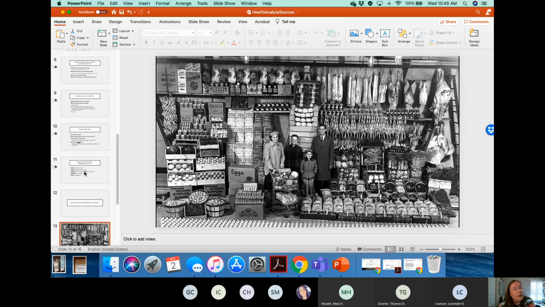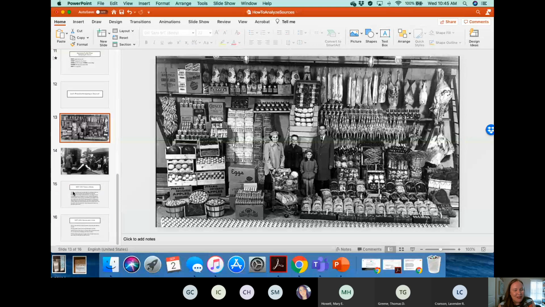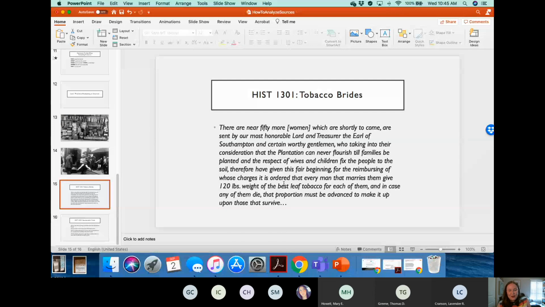Do you want to look at the source you guys have for this week, the tobacco brides? Look at a piece from that? In other words, would you like me to help you with that assignment? Yes. Gabriel's like, yes, let's not play around. Let's look at that. All right, so this is just a small piece of that tobacco brides letter, right? Let's see if we can figure out what's going on here.